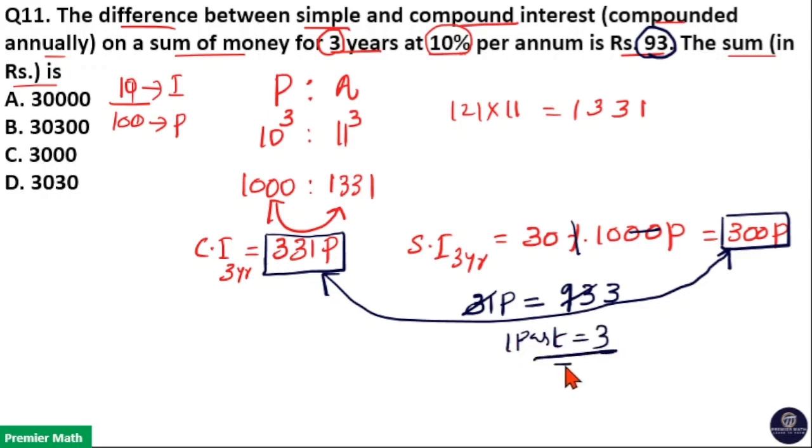1 part is equal to 3. If 1 part is 3, here we need to find out the sum in rupees. Here sum is equal to 1000 parts, and 1 part is equal to 3. So 3000 is the original sum. So option C is your answer.